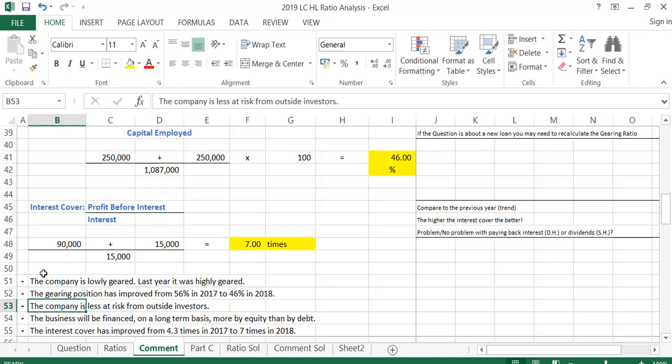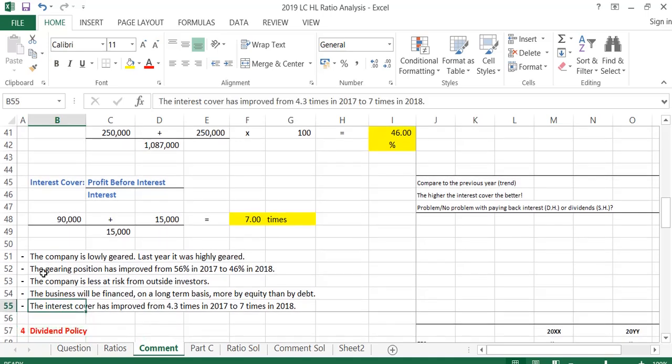The business will be financed on a long-term basis more by equity than by debt. If it was highly geared, it would be financed on a long-term basis more by debt than by equity. But because it's lowly geared, it's more by equity than by debt.